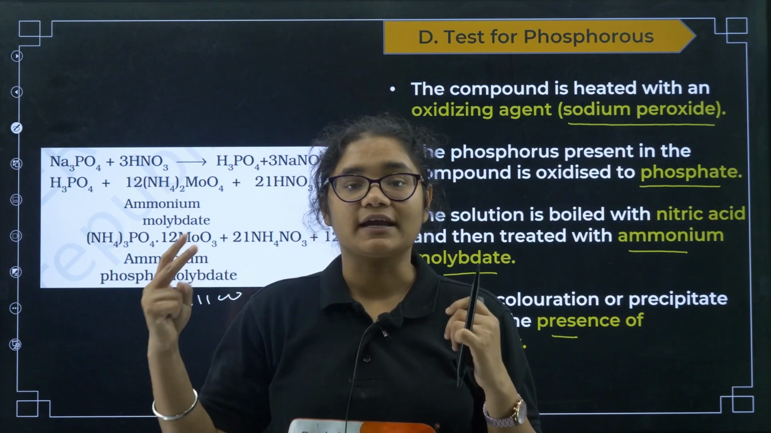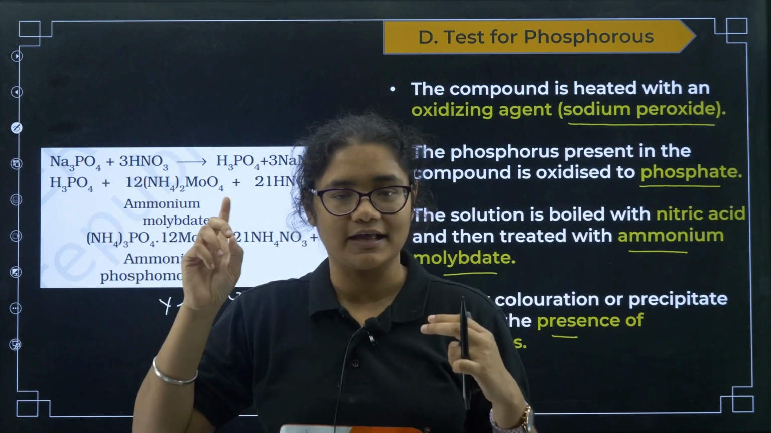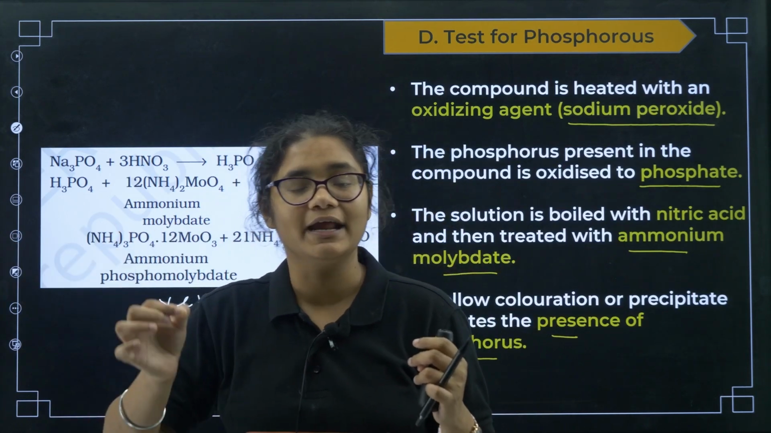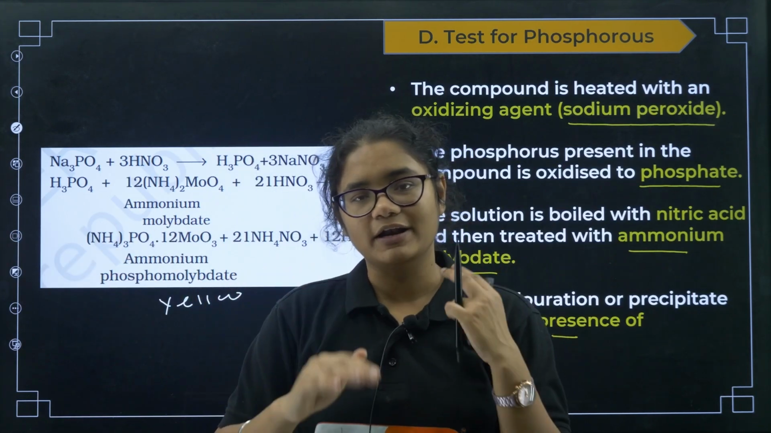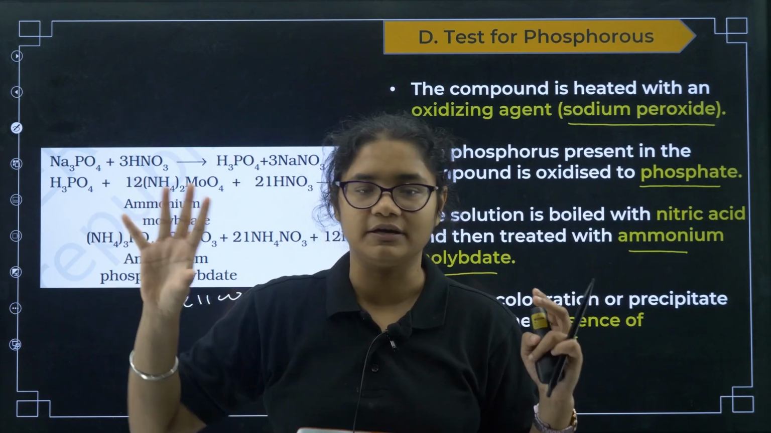Next, the second one was for sulfur. For sulfur we have two methods: one is lead acetate, which gives a yellow precipitate, and the other is sodium nitroprusside, which gives a violet color. Now for halogens, we first treat with silver nitrate, then for chlorine, bromine, and iodine, three different colors are obtained.